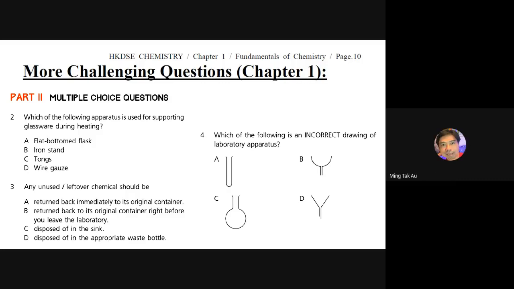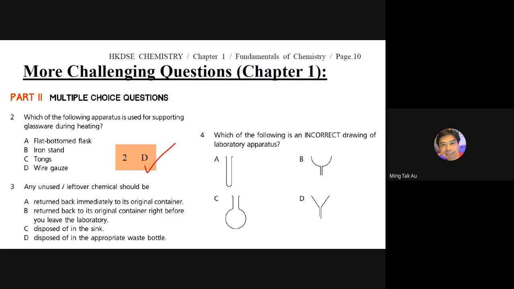Boy or dog? Oh, you choose dog, right? Wire gauze, right? Yes. Okay, so correct. It is dog.